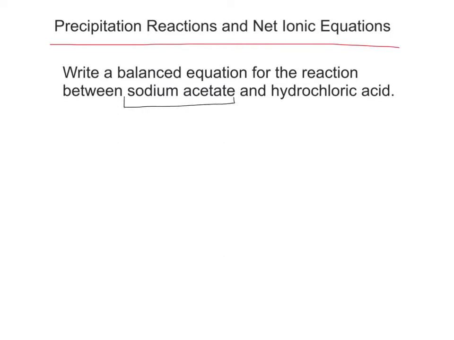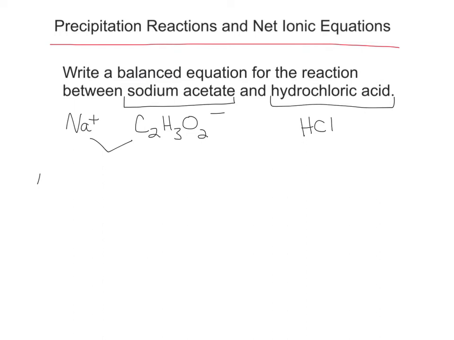Sodium acetate is an ionic compound made out of sodium and acetate, which has the formula C2H3O2 with an overall negative charge. Hydrochloric acid is written as HCl. So first of all, I need to make sure that my ionic compound is balanced. Since both of these are positive 1 and negative 1, we only need one of each in our equation. Then I'll add the acid.